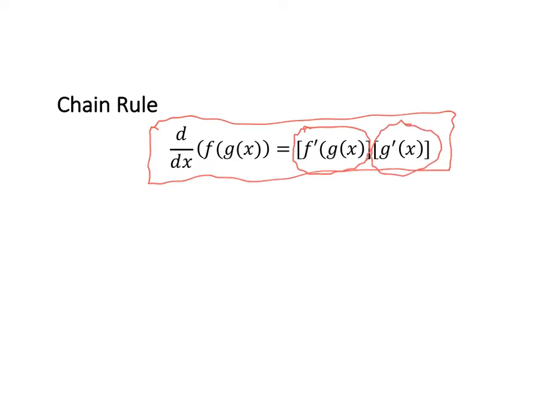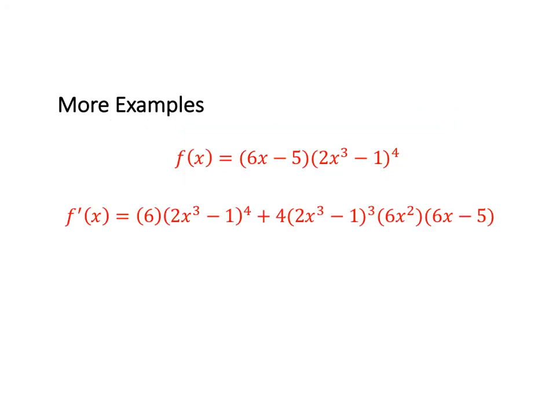So let's look at a more complicated example, one that we couldn't multiply out, but we could use the chain rule for. All right, so let's look at this example here. I've got f of x is equal to 6x minus 5 times 2x cubed minus 1 raised to the 4th power. Theoretically I could multiply this all out. I don't want to because of that right there.